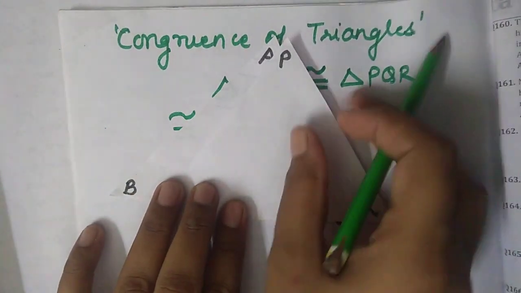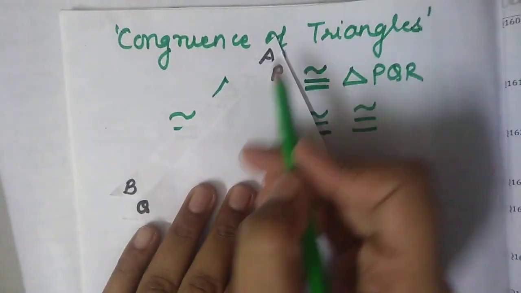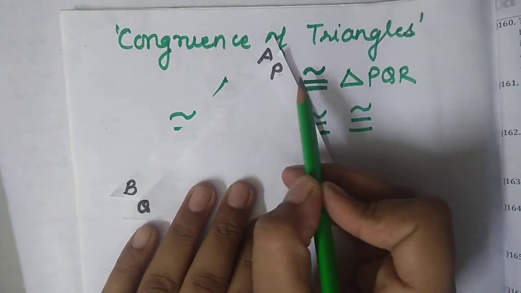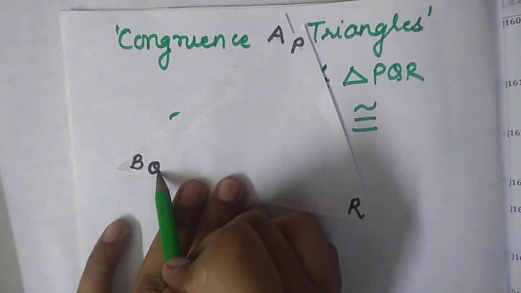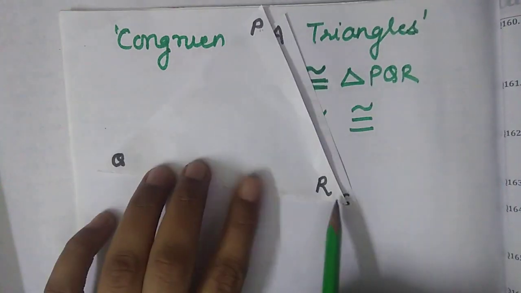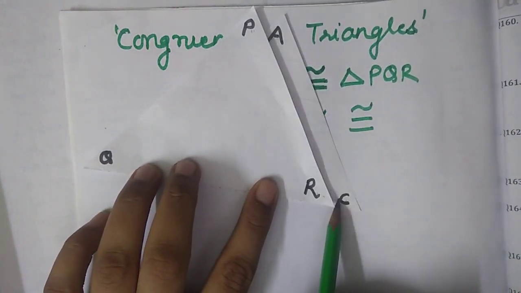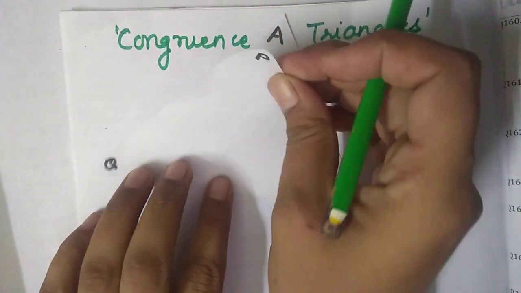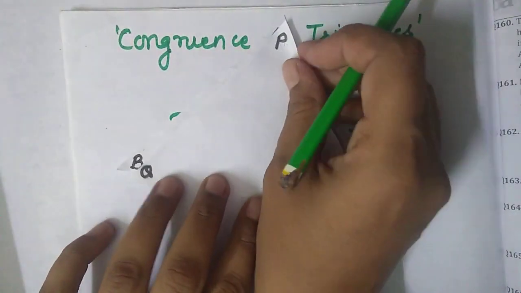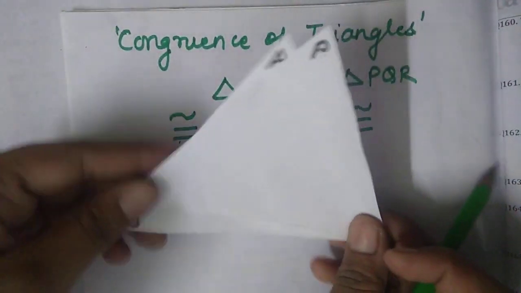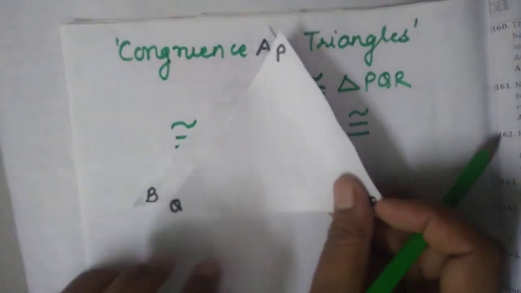Now we have learned that this P falls on A. So P and A are known as corresponding vertices. B and Q are also corresponding vertices, and R and C are also corresponding vertices, because this vertex P falls on A when we overlap, when we superimpose these two triangles.